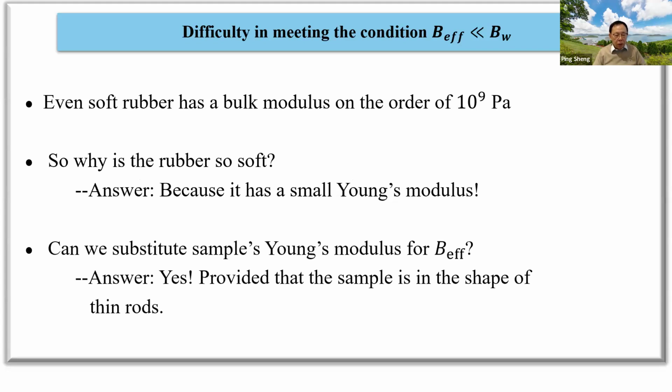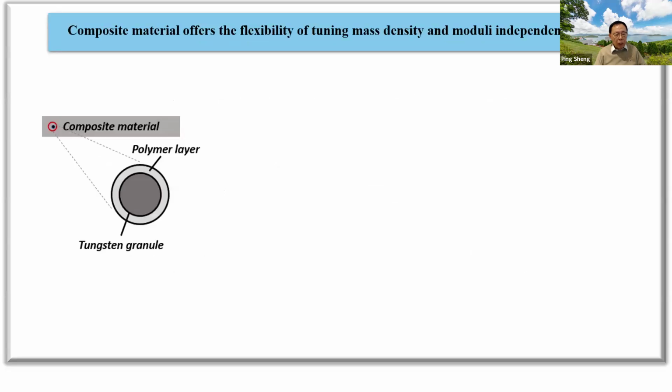So can one substitute Young's modulus for the B effective? And the answer is yes, but there's a condition. The sample must be in a segmented structure, and each segmented piece must be in the shape of thin rods. So that's the price you pay. And we can use composite materials that can independently tune the mass density and the moduli. So we just use tungsten particles. We can easily use copper particles.